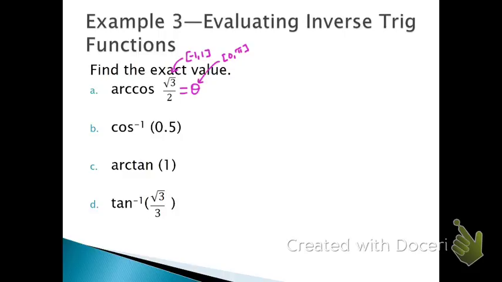It's arc cosine. So it's the square root of 3 over 2. Is that between negative 1 and 1? Well, put it in your calculator and hit enter, and it's going to tell you yes, it is, okay? All right, so we can do this.